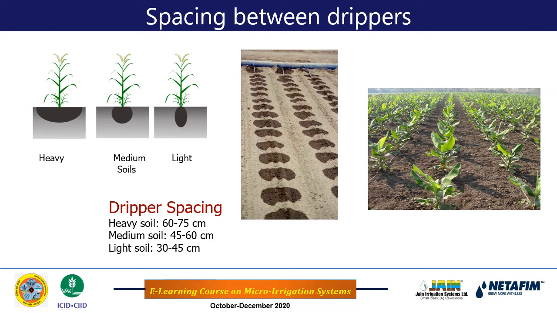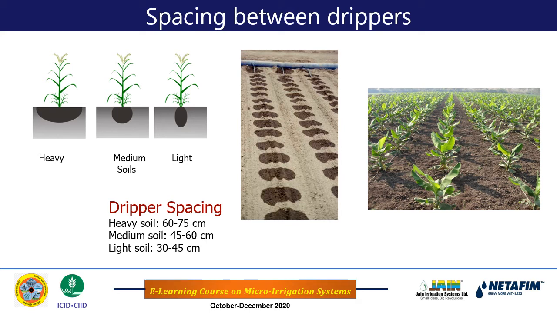Okay, so this means that in heavy soil, when a drop of water falls on the soil surface, it spreads laterally more and vertically less. And in the case of light soil, it moves vertically more and spreads laterally less.